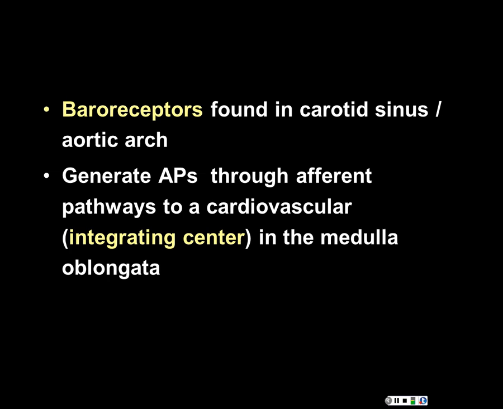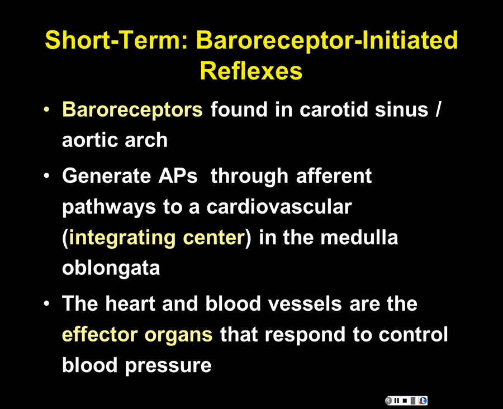Their receptors, afferently, can generate action potentials to our control center. Our control center should be familiar to us. The medulla oblongata, we've seen it throughout the semester, we'll see it again next week as well. And these will have to signal out towards different effector organs. Okay? The heart and our blood vessels are going to be our effector organs in this pathway to regulate blood pressure.